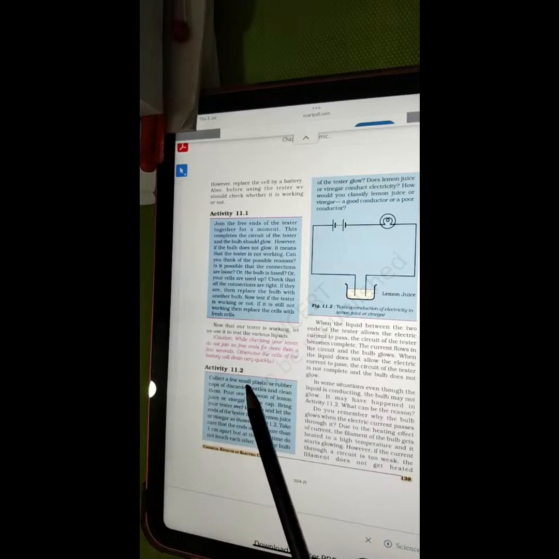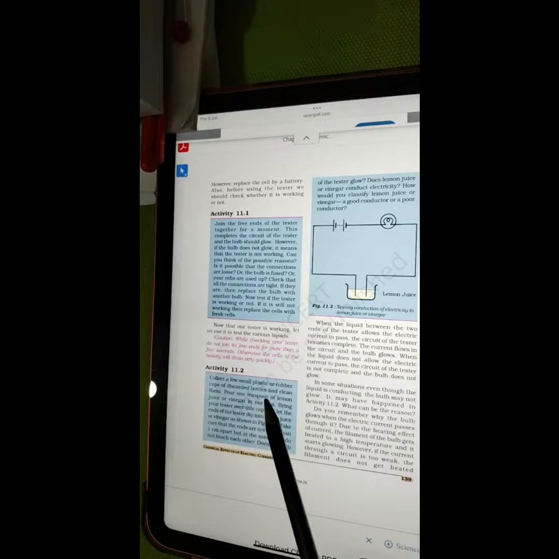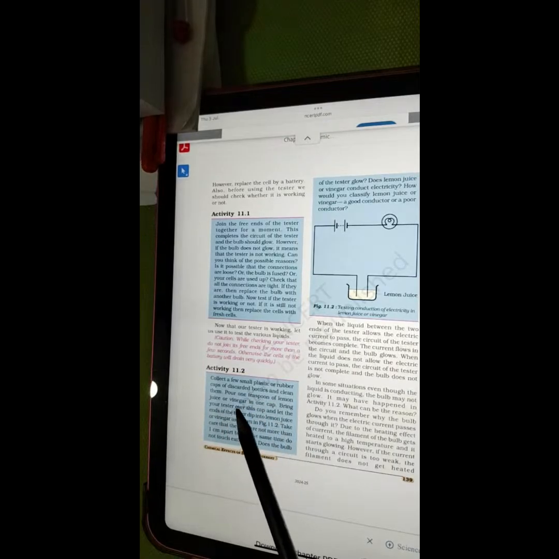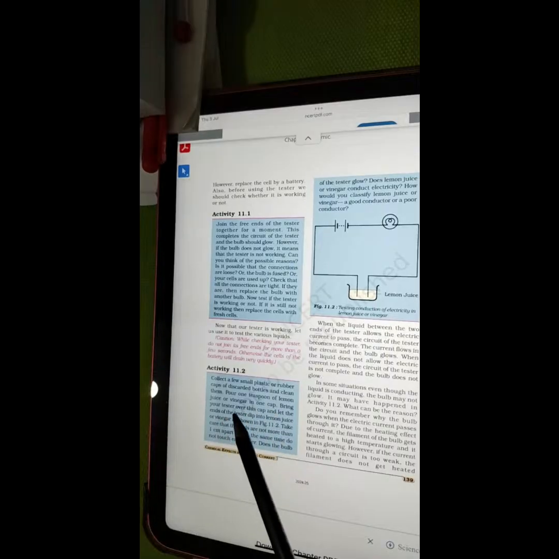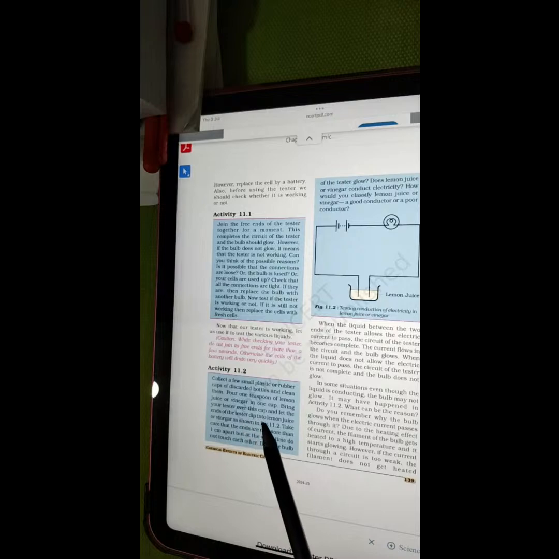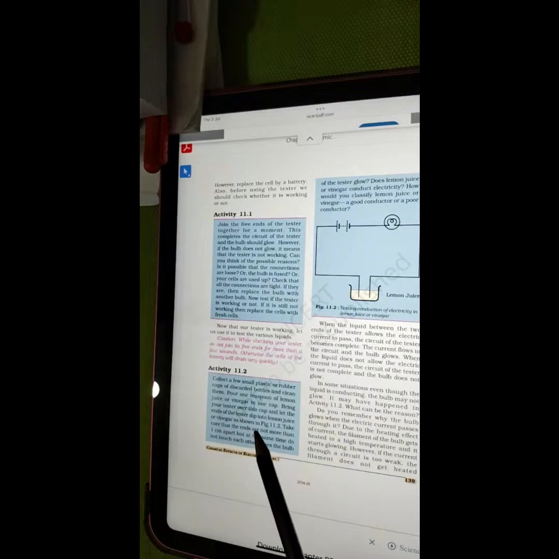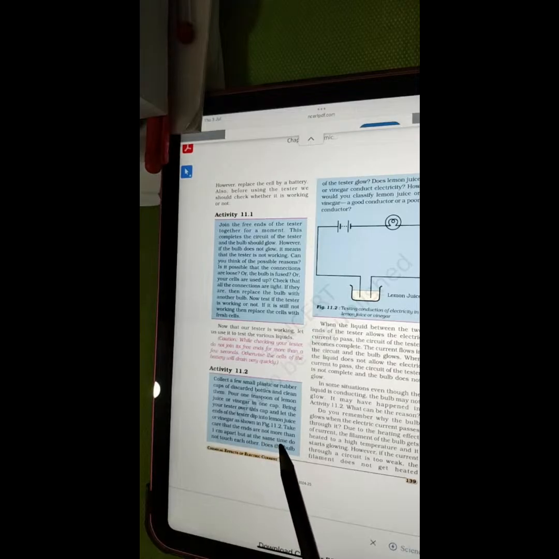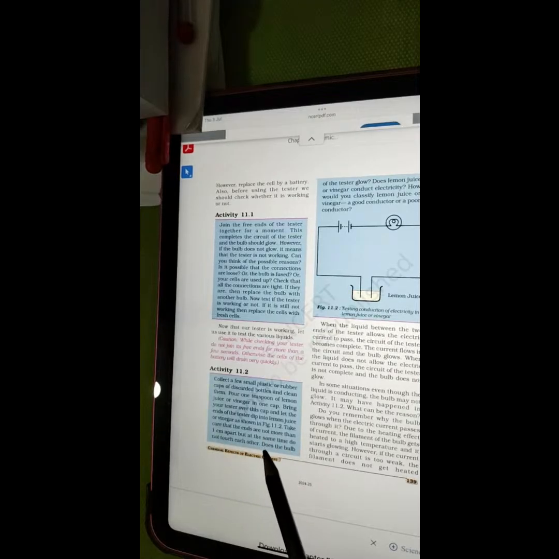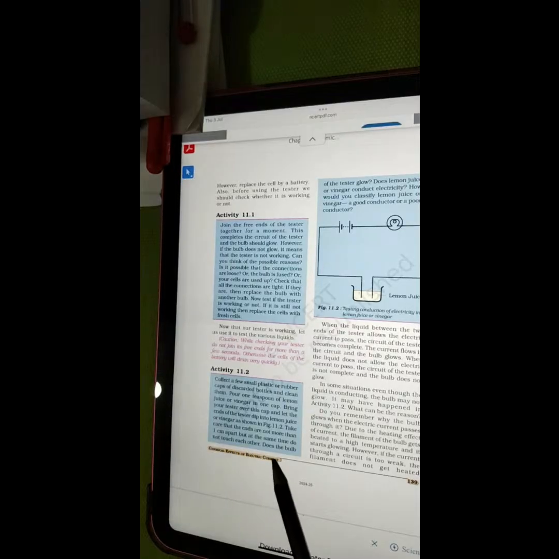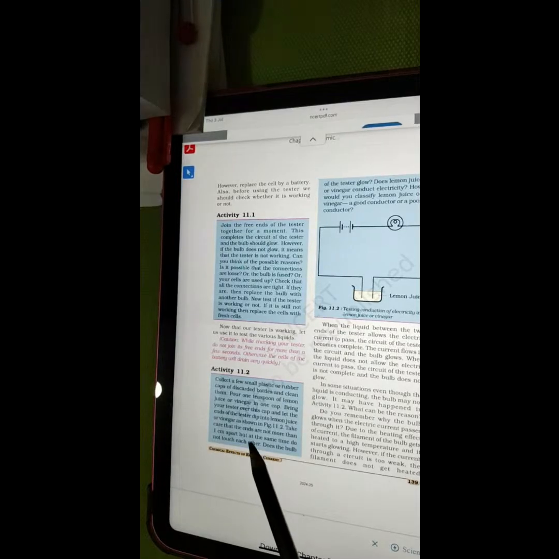Activity 11.2. Collect a few small plastic or rubber caps of discarded bottles and clean them. Pour 1 teaspoon of lemon juice or vinegar in one cap. Bring your tester over this cap and let the ends of the tester dip into lemon juice or vinegar as shown in figure 11.2. Take care that the ends are not more than 1 centimeter apart, but at the same time do not touch each other.